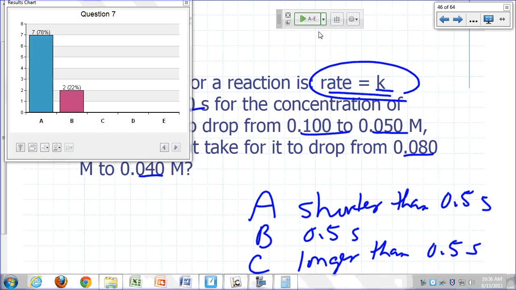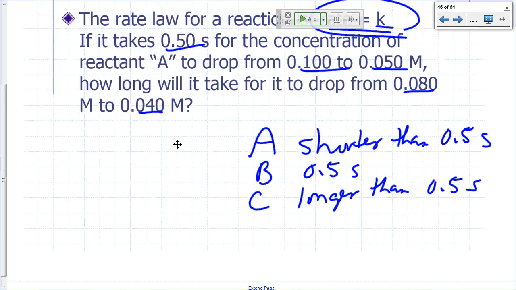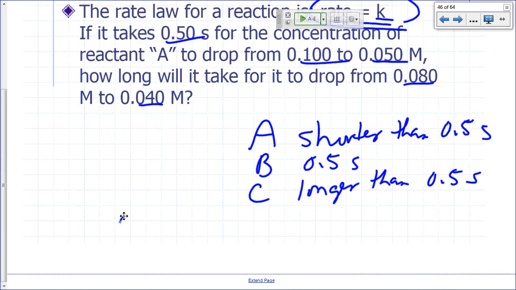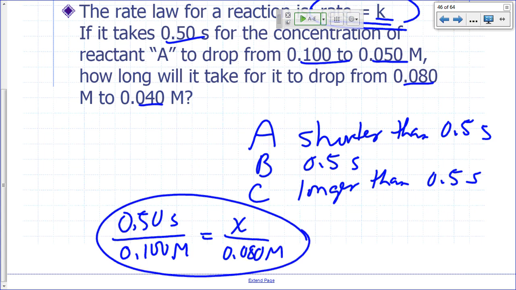So it's going to be shorter. How much shorter? Proportionately shorter. Okay, so you can say 0.5 seconds is to 0.1 moles per liter, as x is to 0.080 moles per liter. Okay, and so that's going to be equal to how much? 0.4 seconds. Okay, it's proportional.